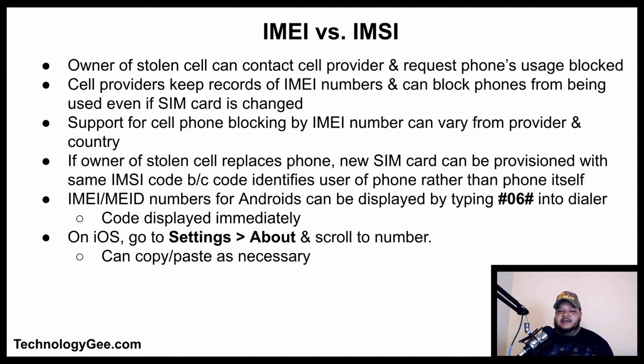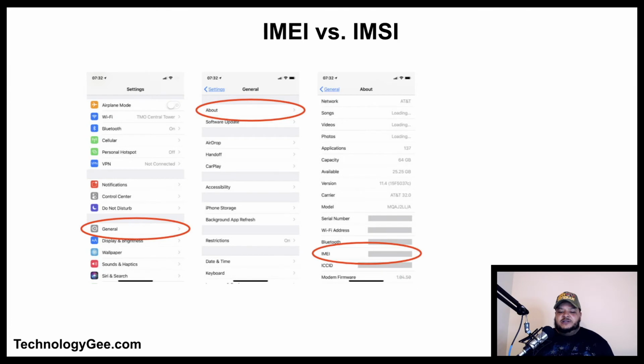IMEI and MEID numbers for an Android can be displayed by typing *#06# into the dialer. The code will be displayed immediately. On an iOS device, you would simply go to Settings and About and scroll to the number. Then you can copy it and display it if necessary. Here is a screenshot from an iOS device showing you how to locate the IMEI number. Go to General, About, then scroll down and look for your IMEI number.